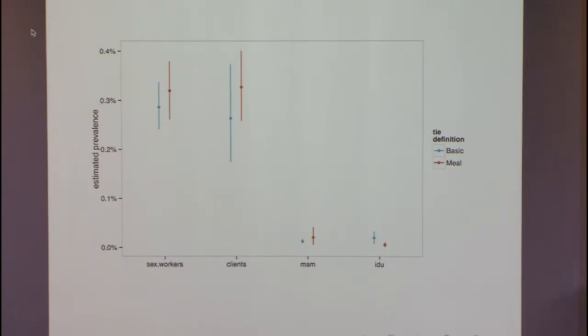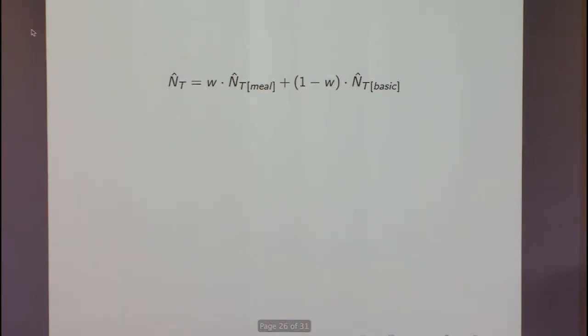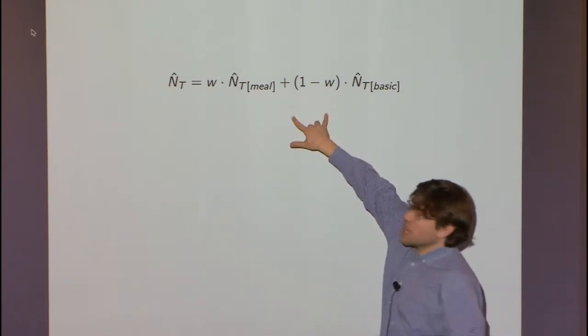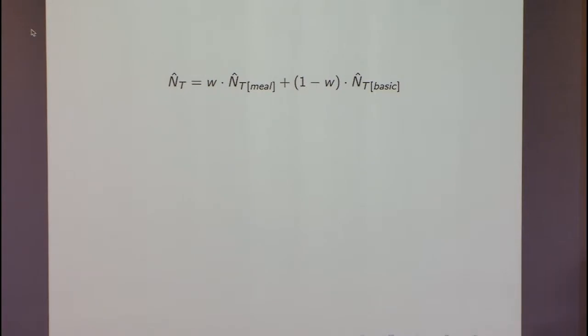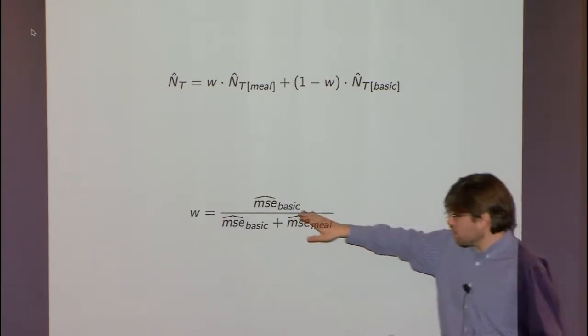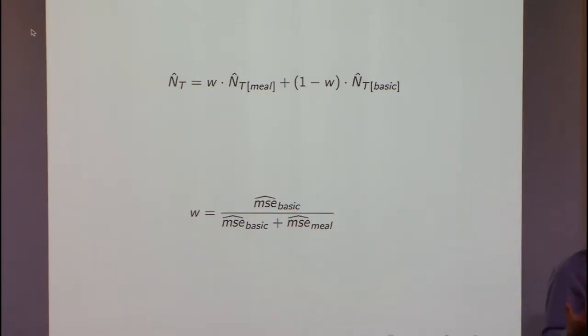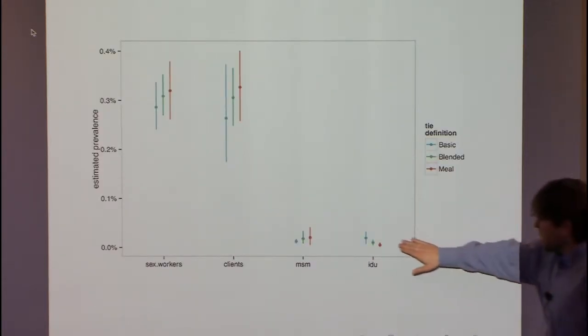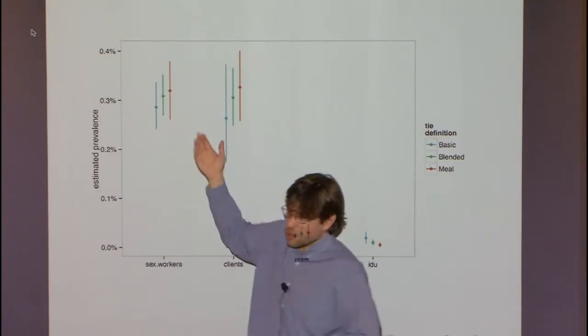So he said, that's right. We should not actually throw away this other half of the data. So then we do some kind of blending. You could imagine that your estimate for the size of the target population would be some kind of weighted average between the two definitions. And then here we define the weight to be basically about the relative mean squared errors. In this case, it's about 2/3. So you can think of our blended estimate as sort of 2/3 meal, 1/3 basic. And that produces these estimates here, which are in the middle.